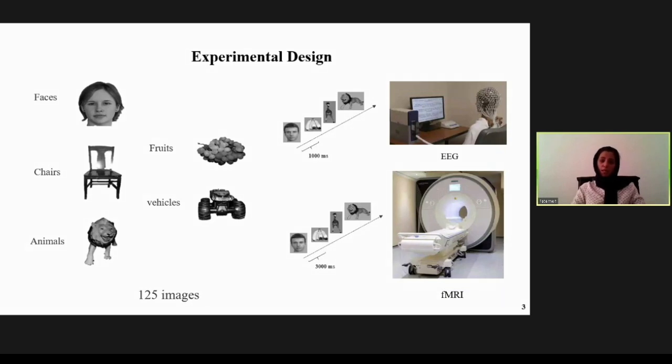In this study, we recorded EEG and fMRI data separately from 21 healthy volunteers. The stimulus set included 125 images from the animal, chairs, face, fruit, and vehicle categories. There are 5 identities in each category, and the identities are presented in 5 different sizes or orientations.